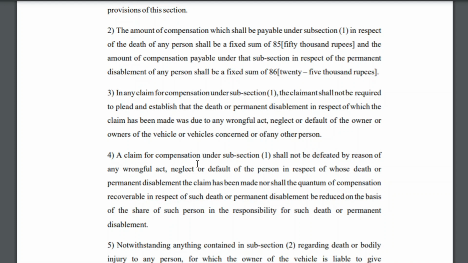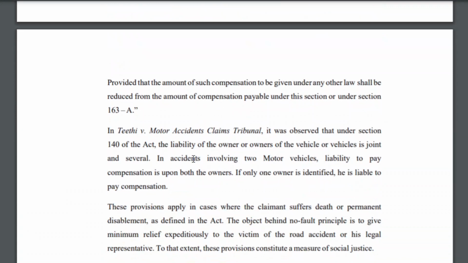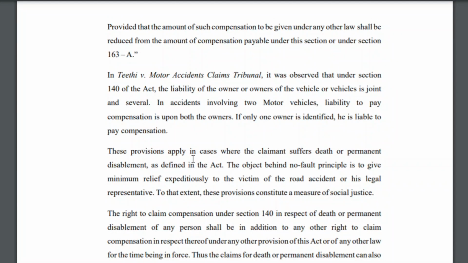In no-fault liability, the compensation is a must. In fault liability, the negligence will be taken into account. But even in the case of negligence, in spite of the negligence, some amount will be paid to the injured. That means as a matter of right, some amount will be paid.